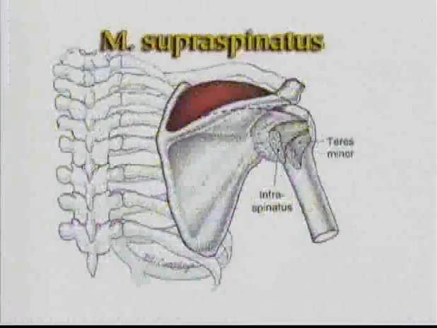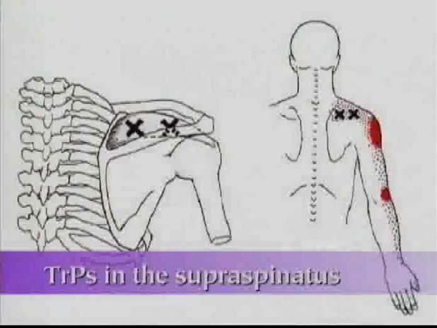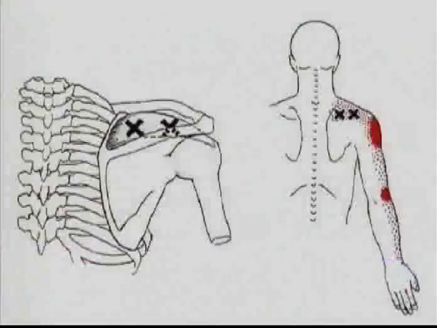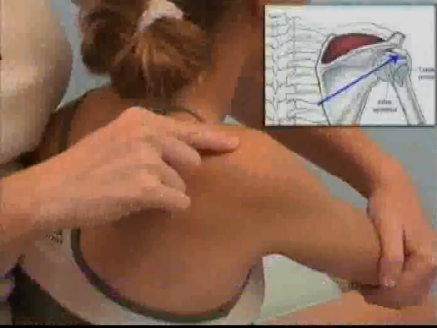Trigger points in the supraspinatus are situated in the fossa supraspinata. Resisted abduction produces pain at the tuberculum majus of the humerus.